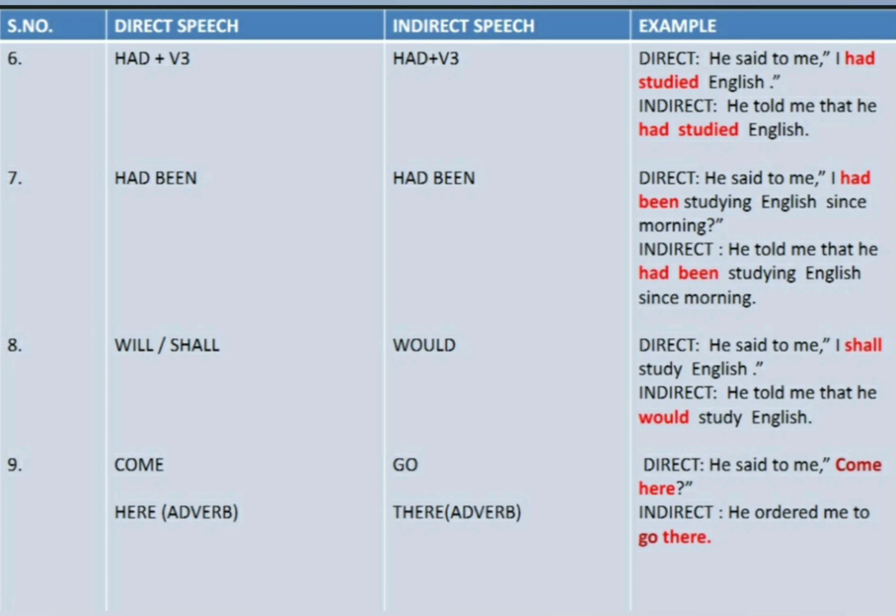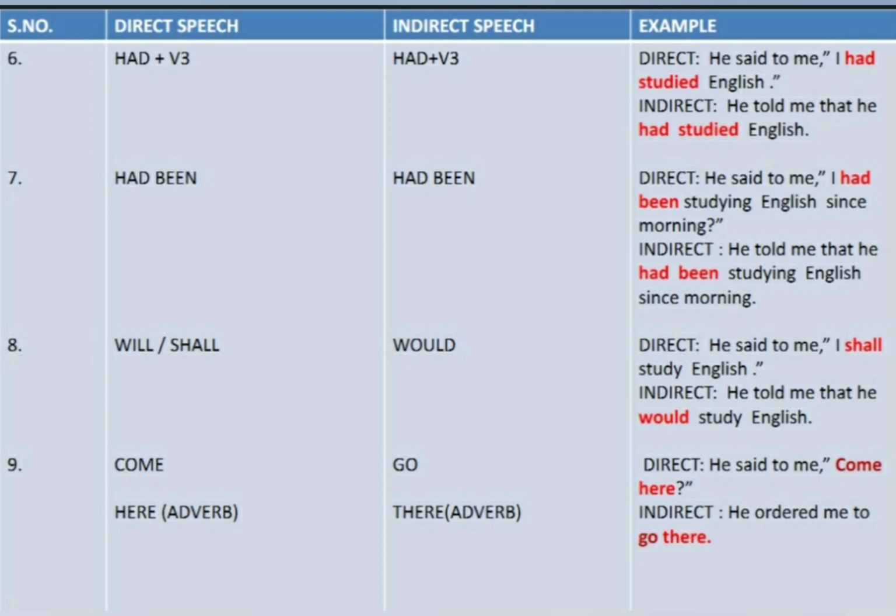No change in verb. And the second example, he said to me, "I had been studying English since morning." When we convert into indirect speech, it becomes, he told me that he had been studying English since morning. No change in verb. Now see the eighth point.